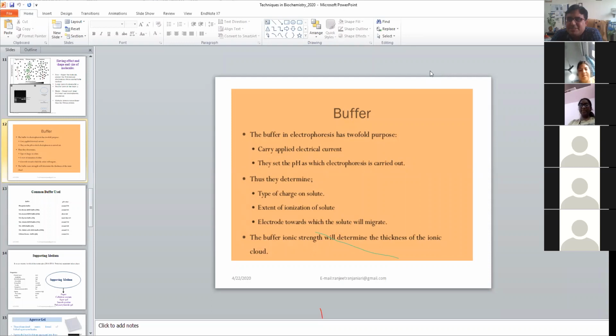So Tris Cl is basically a buffer. Tris glycinate is used in the case of PAGE. We also call it Laemmli buffer. Laemmli is named after the person who discovered it.